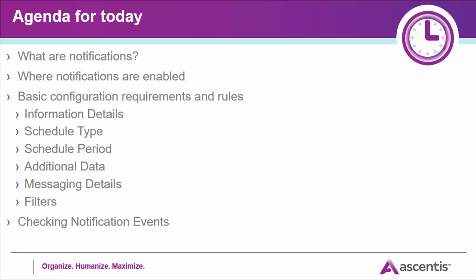The last part of the slides we'll go through today is just the agenda, and then I'm going to head over to the system and we'll go through each of these sections independently. So the agenda for today is: what are notifications, what are they programmed to do, and basically how do we program them? Where we enable the different sections for turning on the notifications. We're going to look at some of the basic configuration requirements and rules as you are building those different notifications. And then lastly, how do we check for notification events to make sure that they've run successfully when they're scheduled to run next, or to force them to run immediately upon clicking a button?